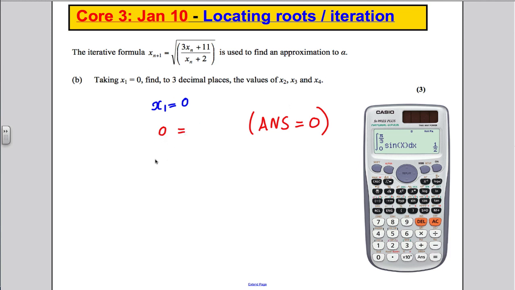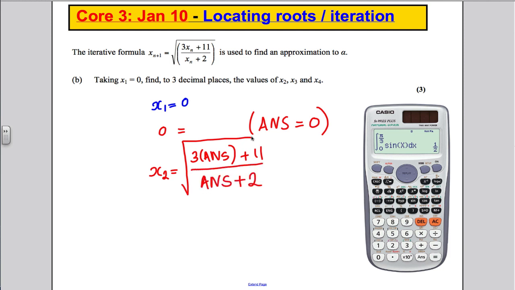Then, to work out the next iteration, x2, you would type into your calculator the square root, making it look exactly like it does here, 3 times Ans instead of x1, instead of 0, plus 11, over Ans plus 2. That's what you would type into your calculator. Probably your calculator requires you to have square brackets around this. If you type that into your calculator, you would get the following.